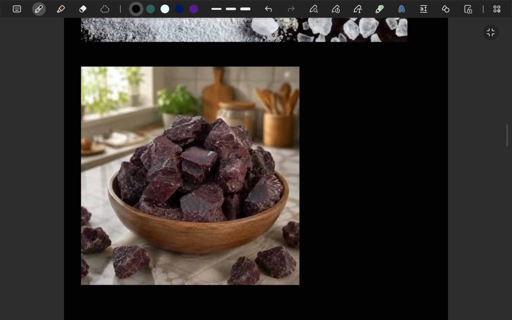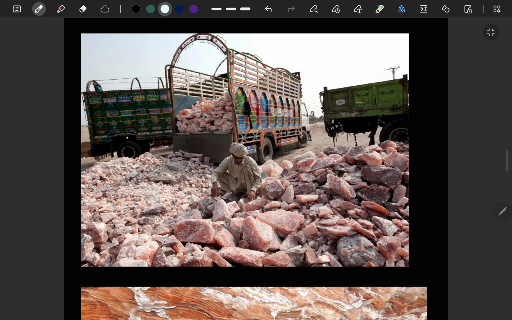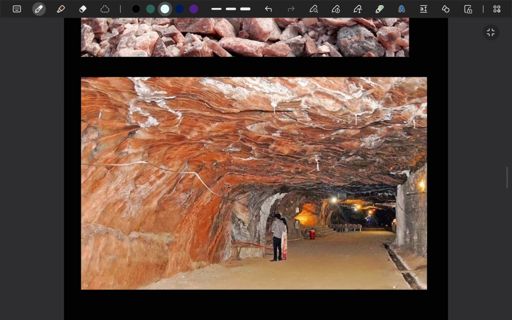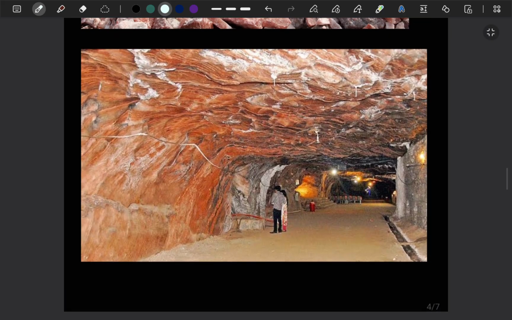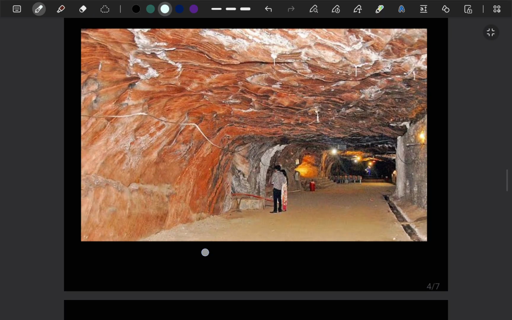Here you can see the black salt. It's so tasty. Black salt. But why is it black? Because of iron sulfide. You can see the pink salt. This is a picture from Khewra mine. You can see Khewra mine is in Pakistan.